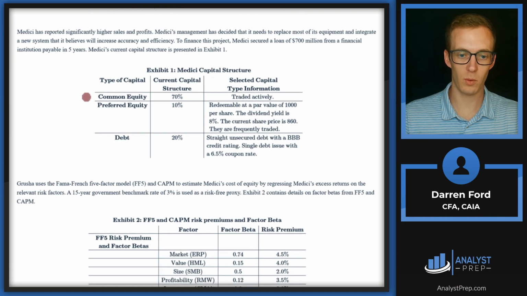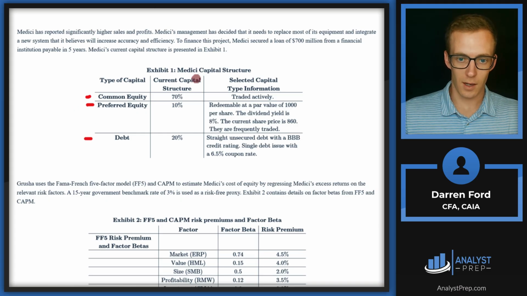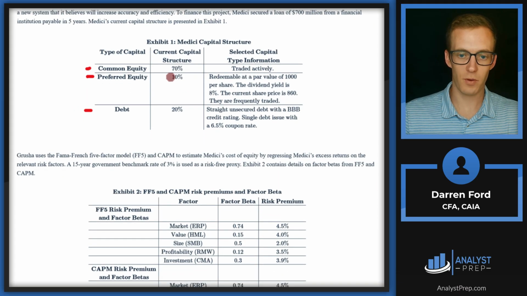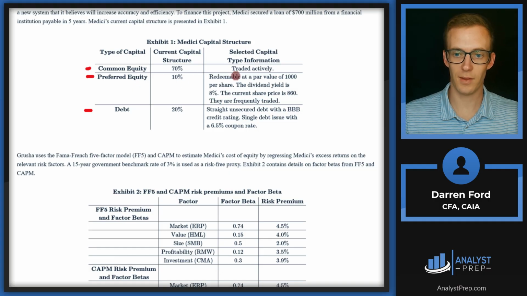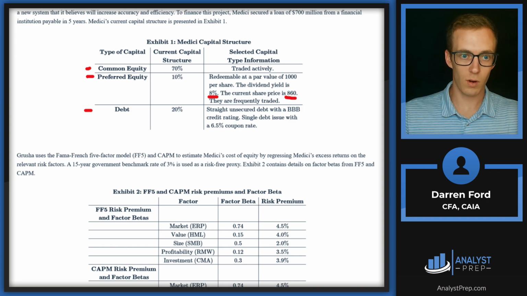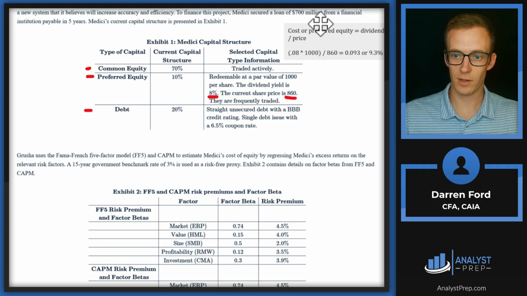So we've got type of capital. We've got common equity, preferred equity, that's what we're looking for, and debt. So we've got preferred equity, it's 10% of the capital structure, that's not relevant. And then information. So redeemable at a par value of $1,000 per share. Dividend yield is 8%. Current share price is $860, and they're frequently traded. So we've got the variables we need, and this is going to be a pretty straightforward calculation.